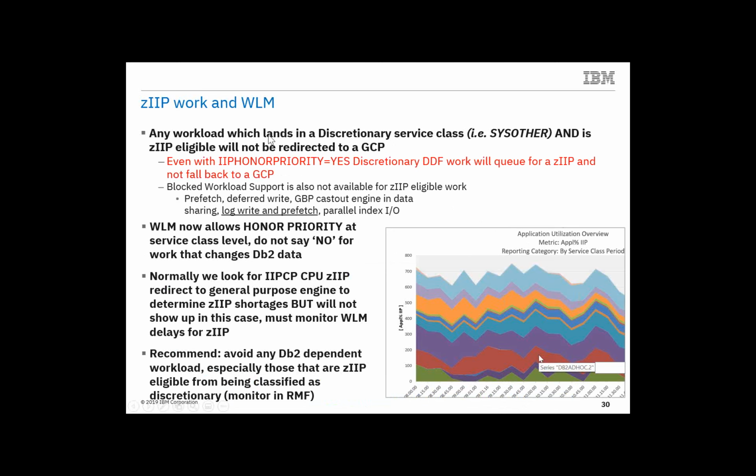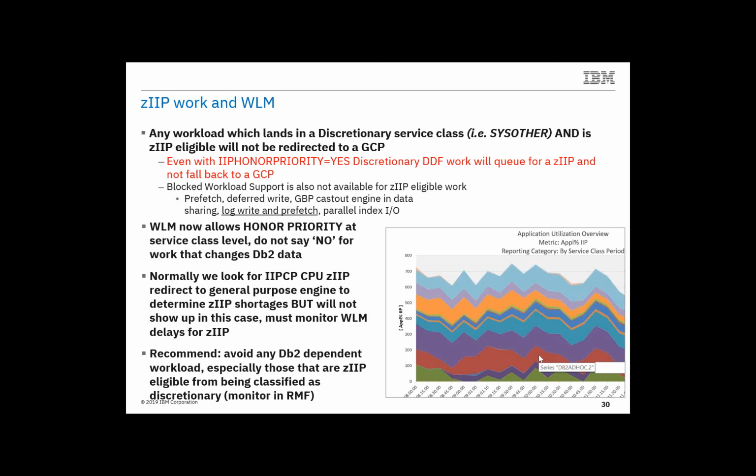There are special behaviors of zIIP eligible work. If you let them fall down to a discretionary service class, like if you don't categorize them and they fall into SYSOTHER, if that workload's zIIP eligible and it's running discretionary, there's no needs help algorithm, meaning no matter how zIIP starved that transaction is, it will never fall back to a general purpose engine.